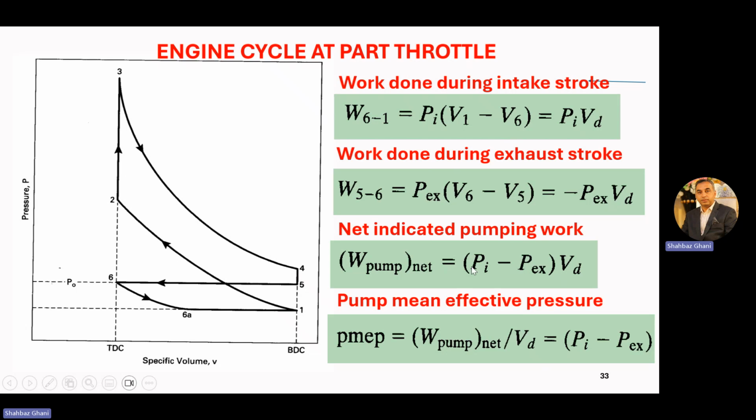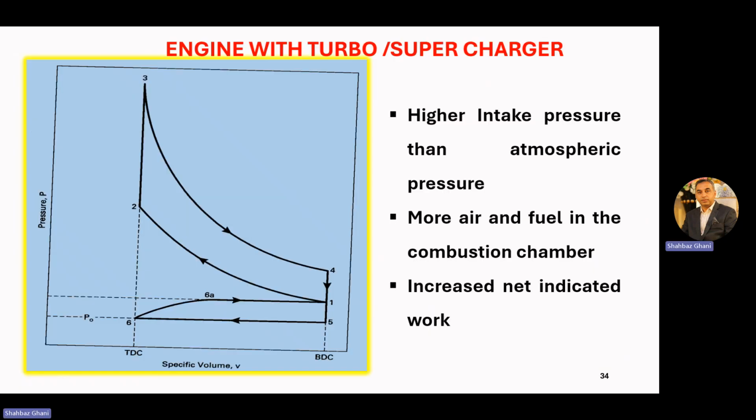Work pump net is P inlet minus P exhaust, times the displacement volume. Pump mean effective pressure: W pump net divided by VD is equal to P inlet minus P exhaust. Now, the third condition, when we have an engine with a turbo or supercharger.